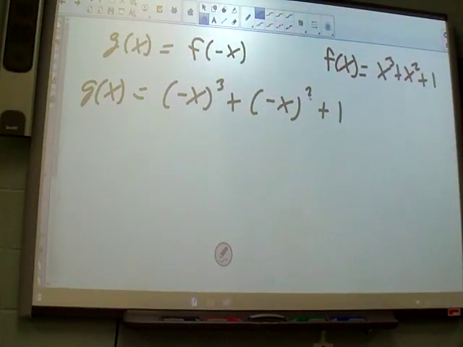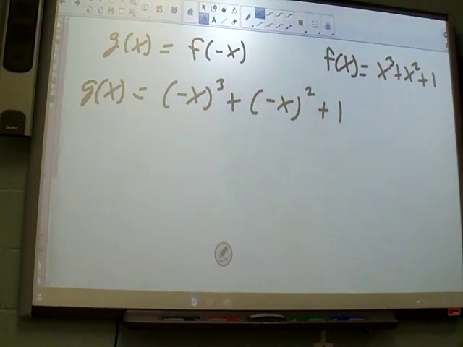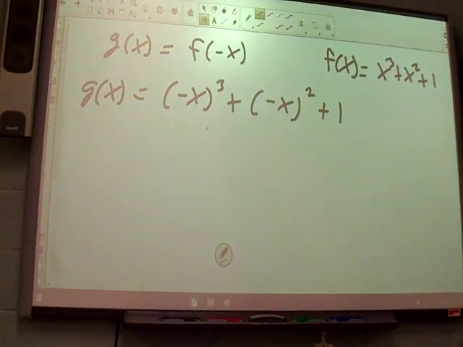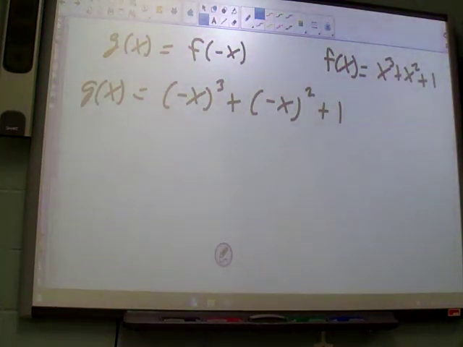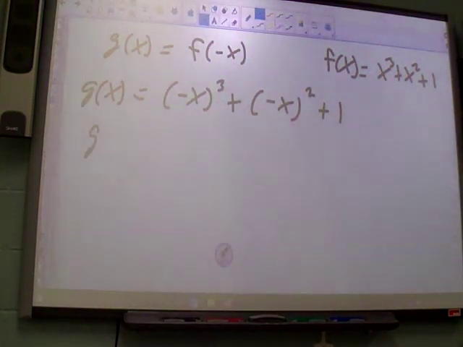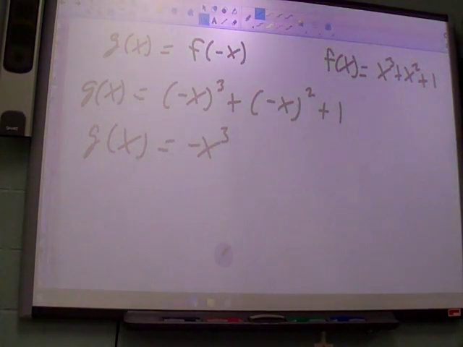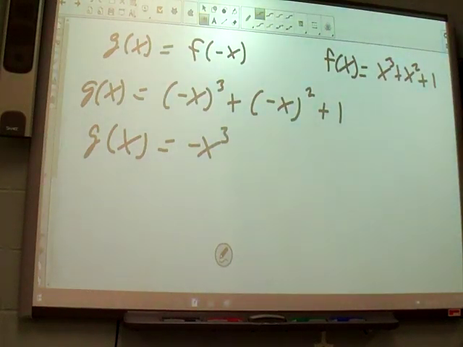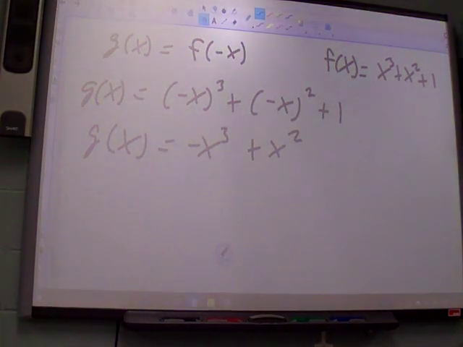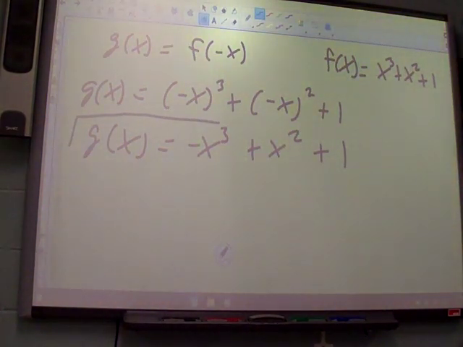Now, that's going to make some weird things happen. It all has to do with negatives and powers, because you can simplify this a little bit. What do you get if you cube a negative? That means a negative times a negative times a negative. What will your answer be? It'll stay a negative. A negative times a negative is a positive, but then times another negative turns it back to a negative. So this first one would be negative x cubed. What about right here with my x squared? What's a negative times a negative? That turns it to a positive x squared. And then there's your plus 1. So that would be your answer for that.